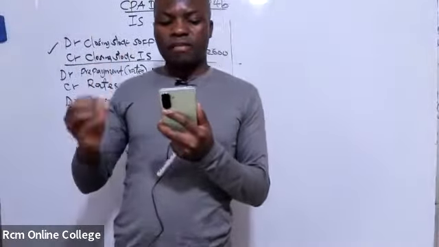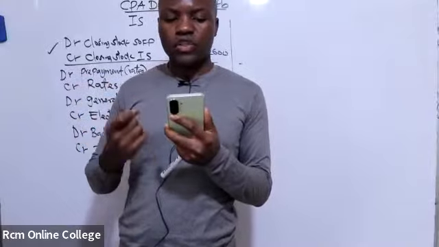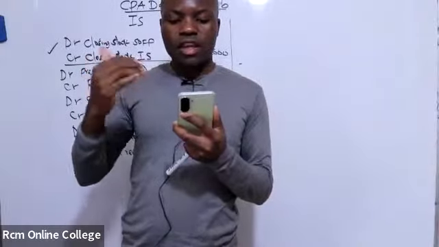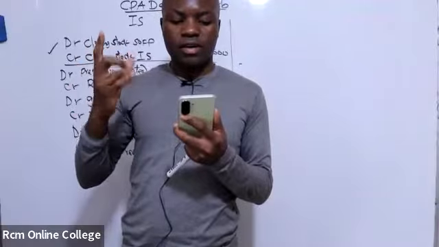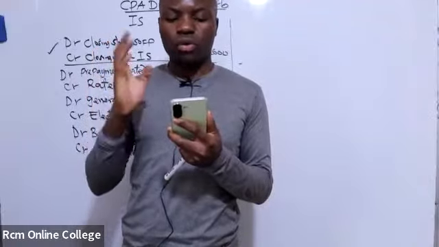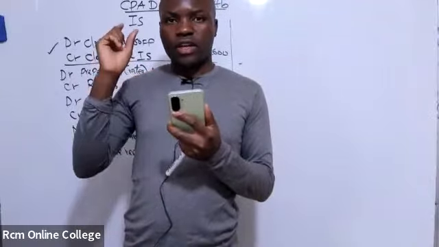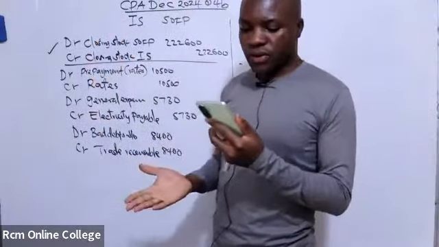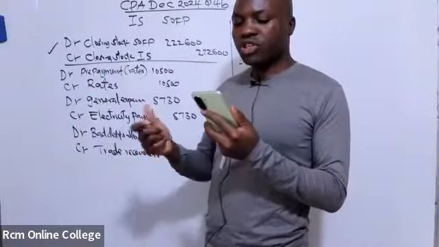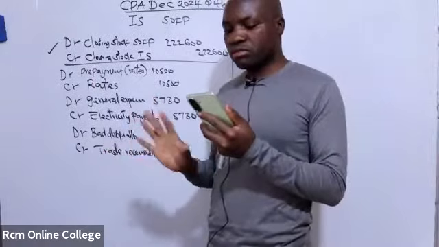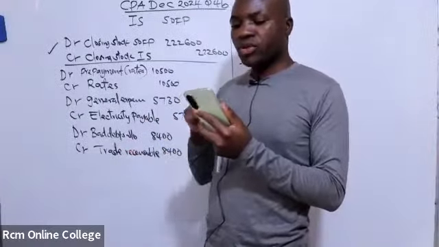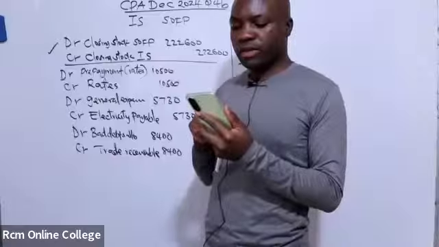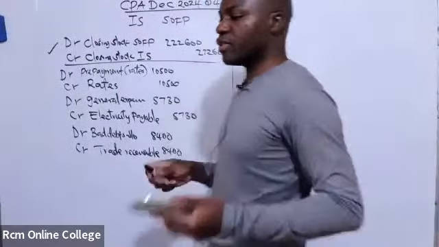Number 5, a 5% allowance for doubtful debt is to be made on the remaining trade receivables. Do we have any other item that is affecting our trade receivables? The answer is no. The only thing we have is the bad debt that has been written off. Unrecorded trade receivables, we don't have any. So let's go to the opening trade receivables balance. Trade receivables balance, we have 552,000. I want us to adjust it this way.